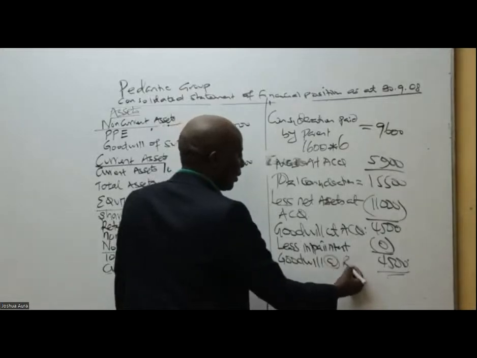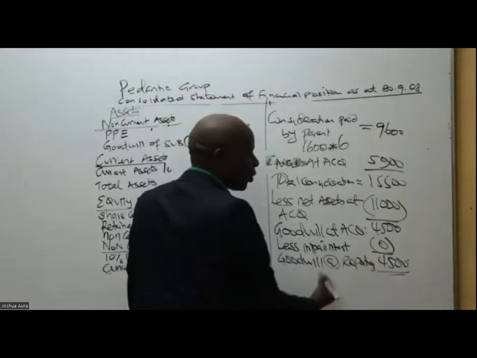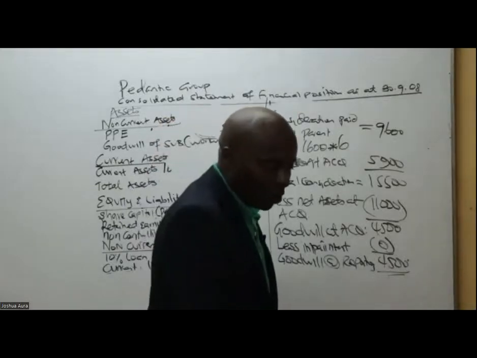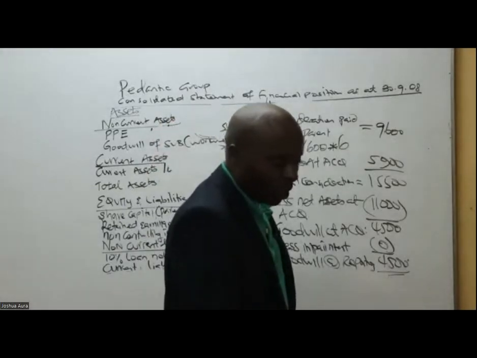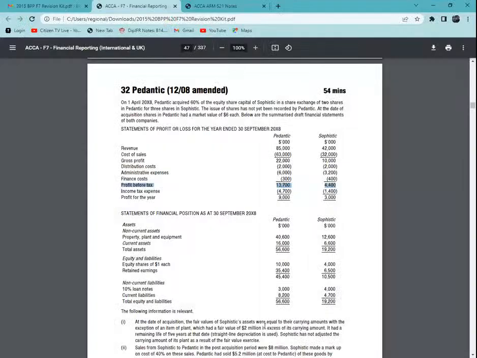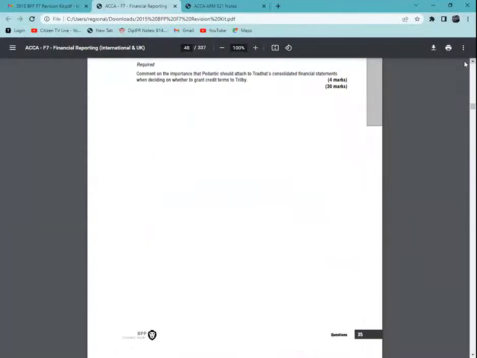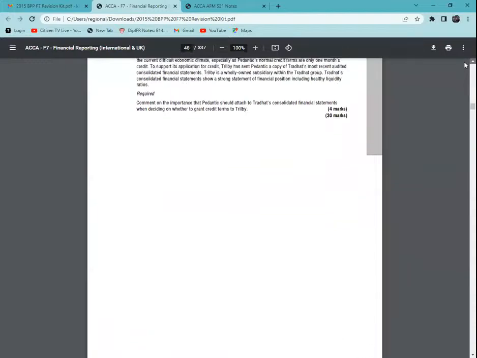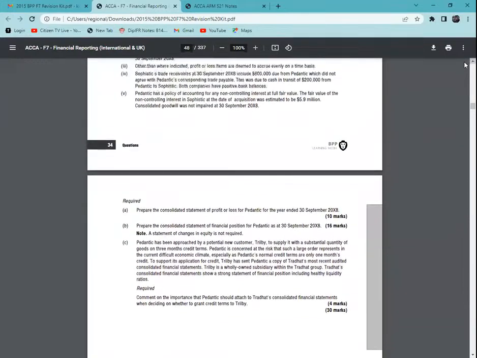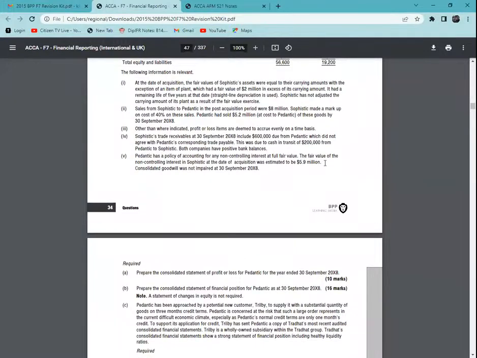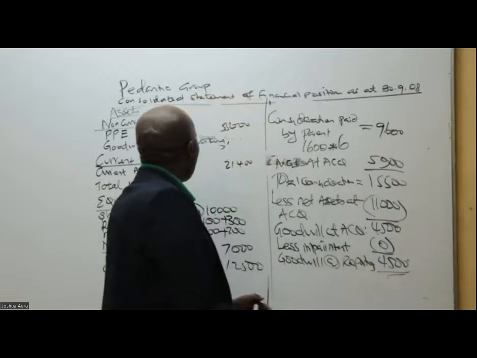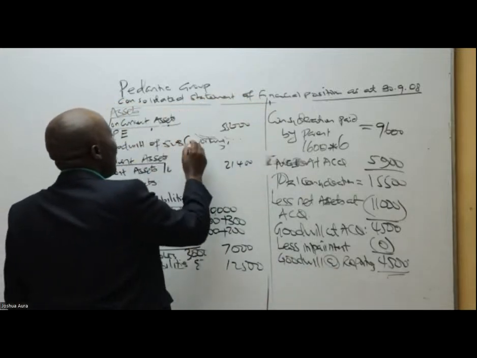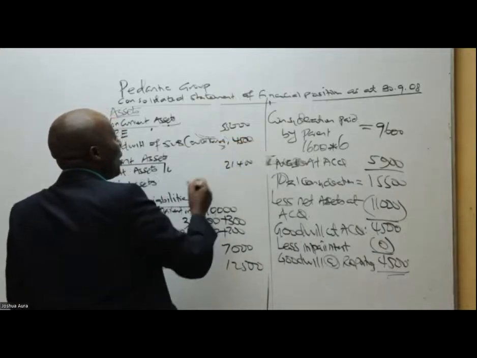Goodwill at reporting. They told us somewhere down here that goodwill was not impaired as an asset. Goodwill was not impaired at all. Unless I'm dreaming, they told us precisely that the fair value of NCI, consolidated goodwill was not impaired as of the date. No impairment loss. So 4,500 is what I expect you to bring here. Goodwill 4,500.